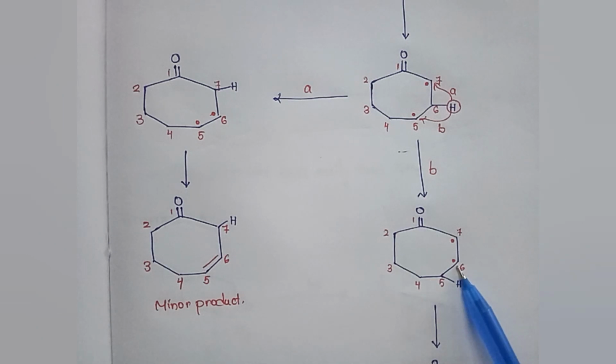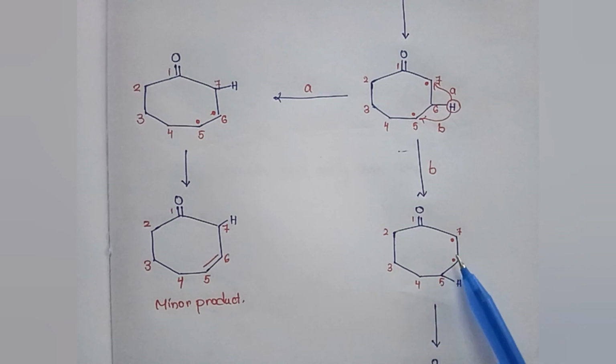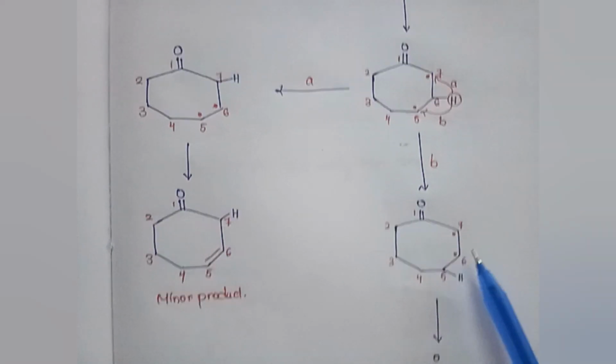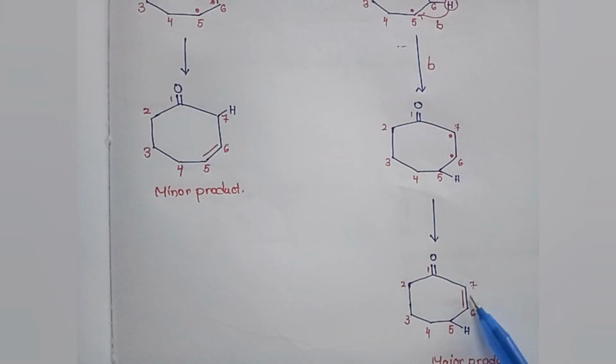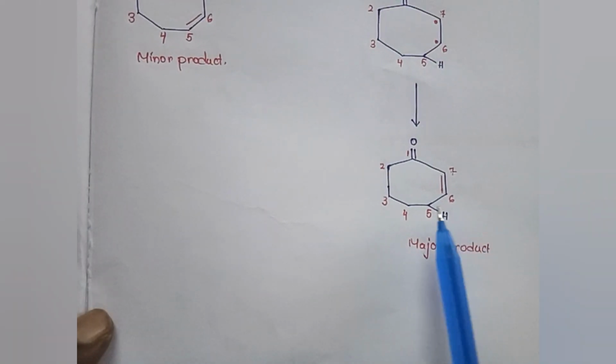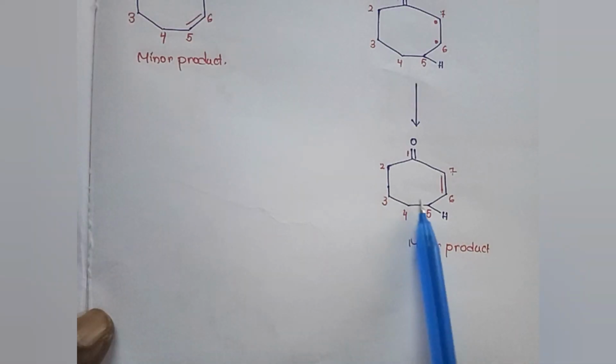When the hydrogen atom shifts from the 6th carbon to the 5th carbon, it gets attached here. As a result, we get a new radical here. This radical and this radical will join together to form a double bond here, as a result of which we get a resonating structure.